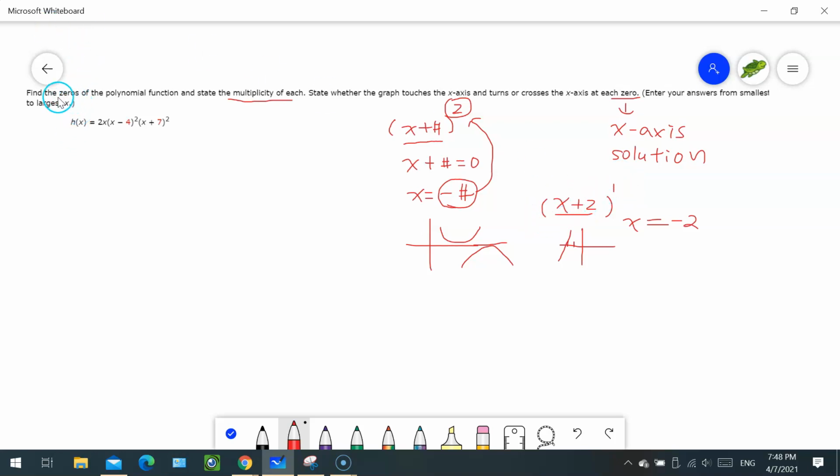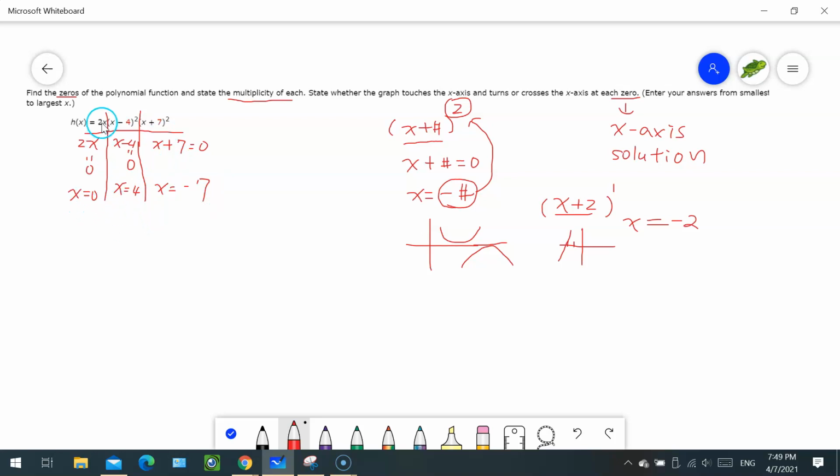So now we need to find the zeros, which is to solve for x. From here, I can cut this polynomial into 3 pieces. The first piece I have 2x, the second piece I have x minus 4, the third piece I have x plus 7, and I set it all equal to 0 because that's the way we solve for x. So from the first piece, I solve for x equals 0. Here we have x equals 4. And the third piece here, we solve for x equals negative 7.